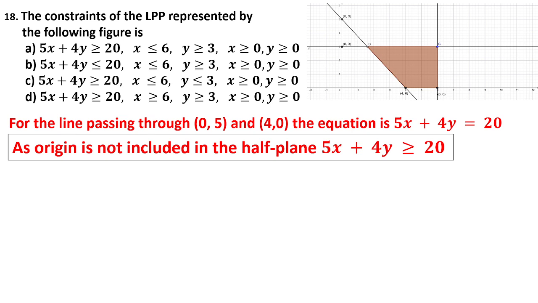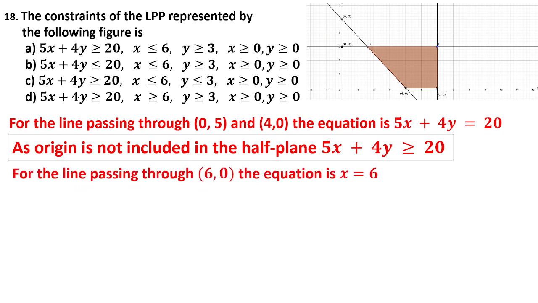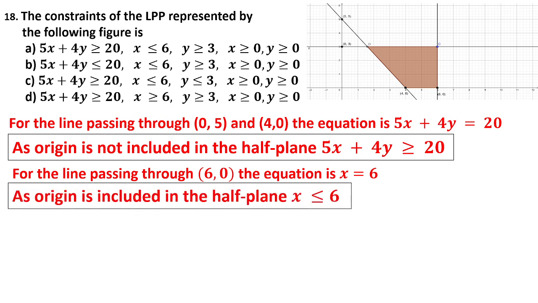But we got one equation now. The other one is the line passing through 6, 0. It is the equation x equal to 6. When you see it is going down, that is actually the region is not above the line, it is below the line. Therefore, origin is included. Therefore, it is x less than or equal to 6.